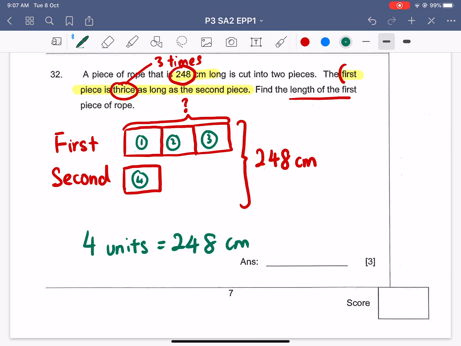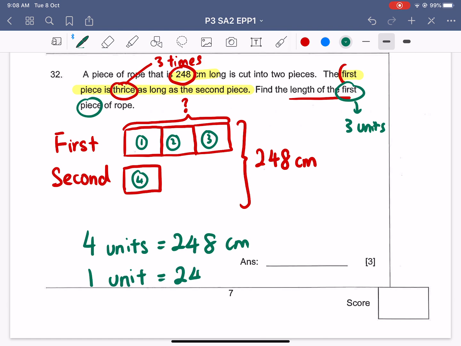Okay, now we are always interested to know how much is 1 unit first. I know that we are interested to find the first piece. Okay, the first piece is made out of 3 units, as you can see from the model. But if we do not know how much is 1 box, how can we find 3 boxes, right? So let's find out how much is 1 box first.